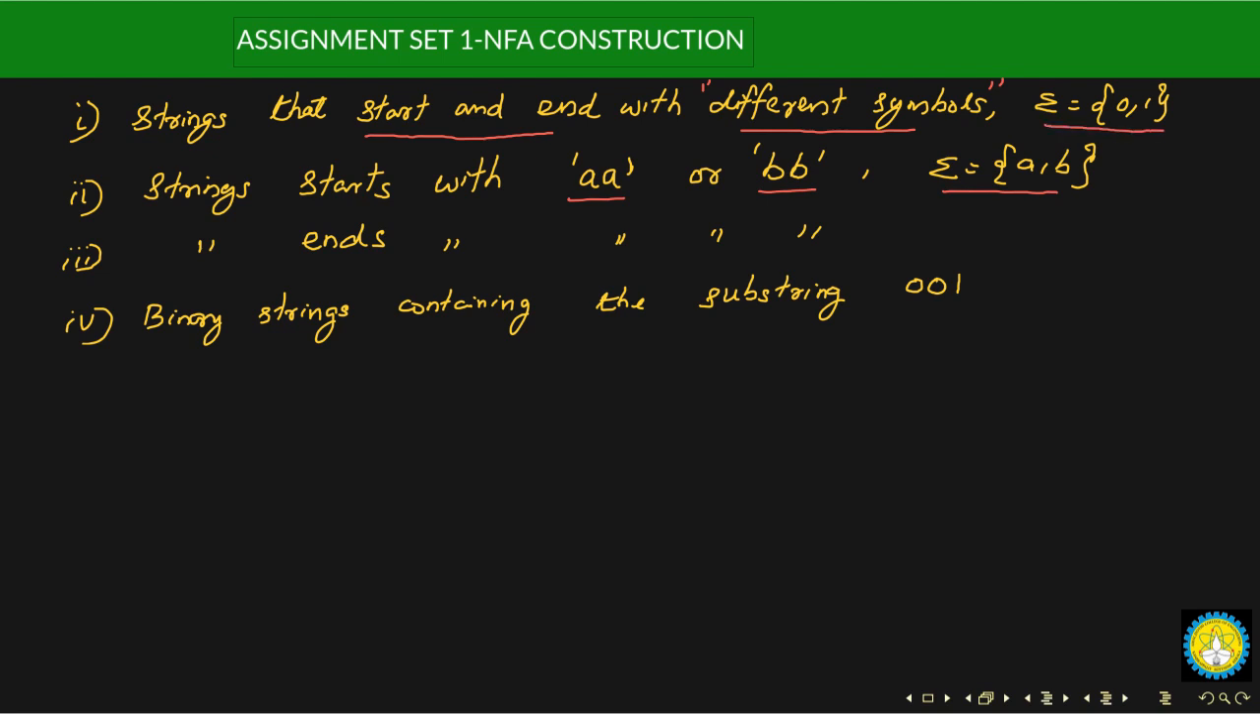And the third question is the strings that end. So instead of starts here, we have ends here. The strings that end with AA or BB. And the last question is we have to accept binary strings containing the substring 001. We have worked out a couple of problems related to substring identification, so this is a very similar question. All these questions are considered to be very easy. And since we have to draw NFAs, it's going to be much easier than DFAs.